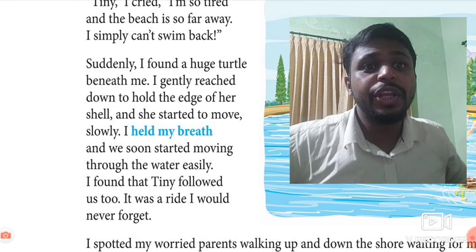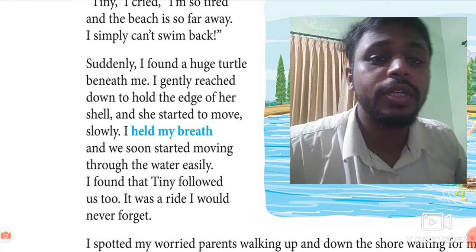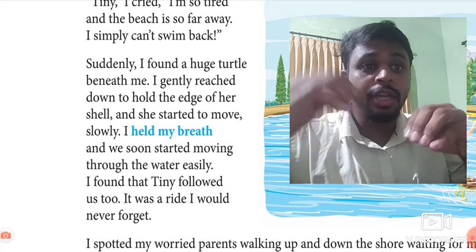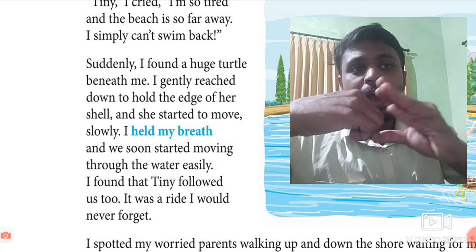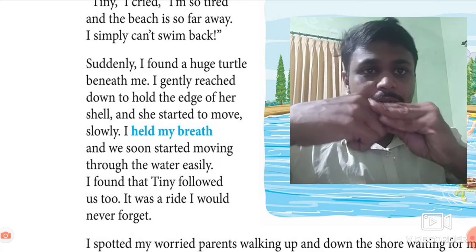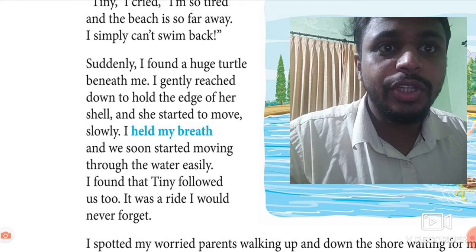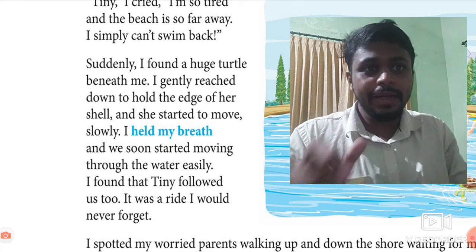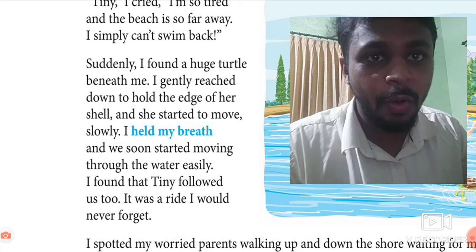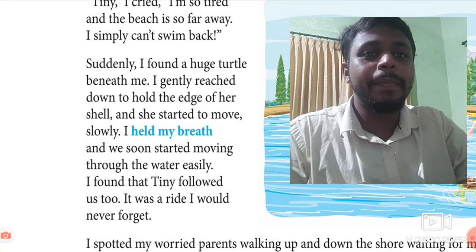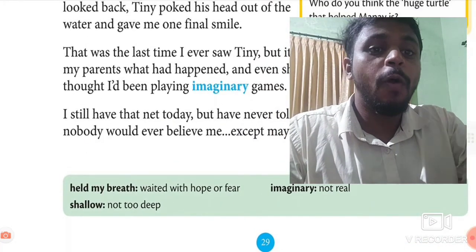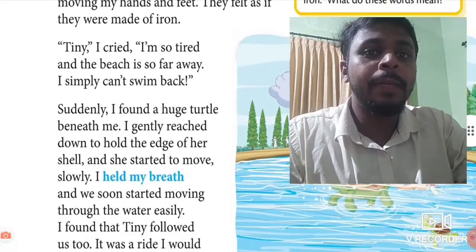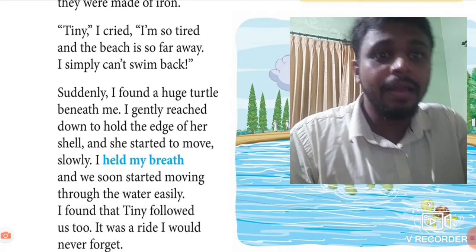Beneath me. I gently reached down to hold the edge of her shell. So I gently means that I slowly moved my hand to pick up the shell of the turtle, and she started to move. That big turtle started to move slowly. I held my breath is the meaning: waited with hope or fear. I held my breath, not breathe.